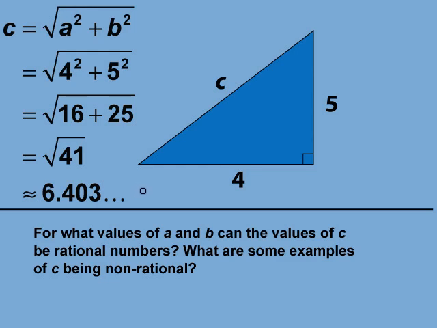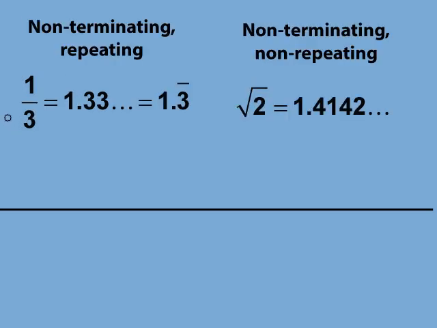As an aside, some non-terminating decimals are rational numbers. For example, 1/3, which is a rational number, when written as a decimal is 0.33, with the 3 repeating infinitely. It is non-terminating, but it is also a repeating decimal. Some rational numbers can be written as repeating decimals. When a decimal is non-terminating and non-repeating, it is an irrational number. For example, the square root of 2.